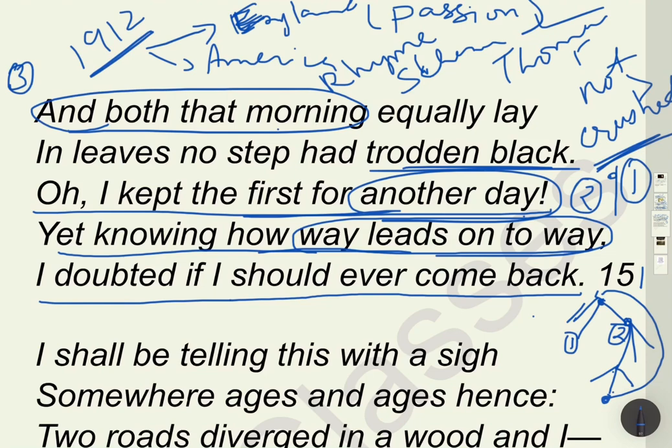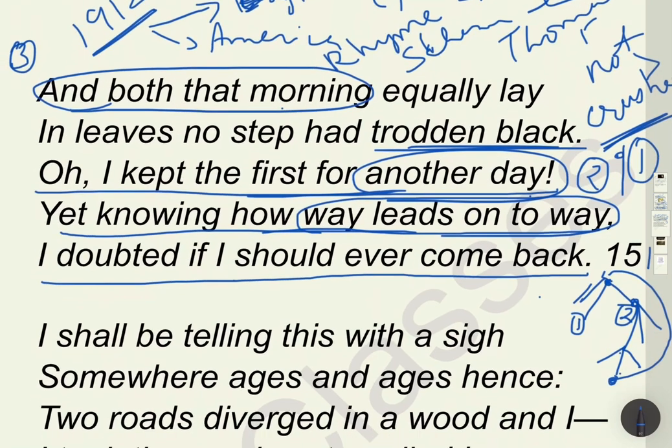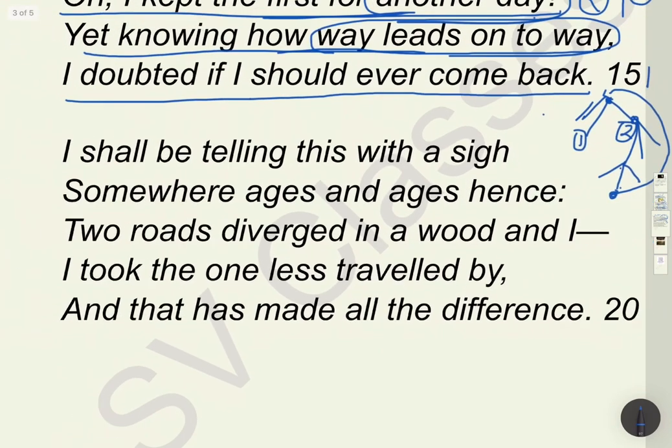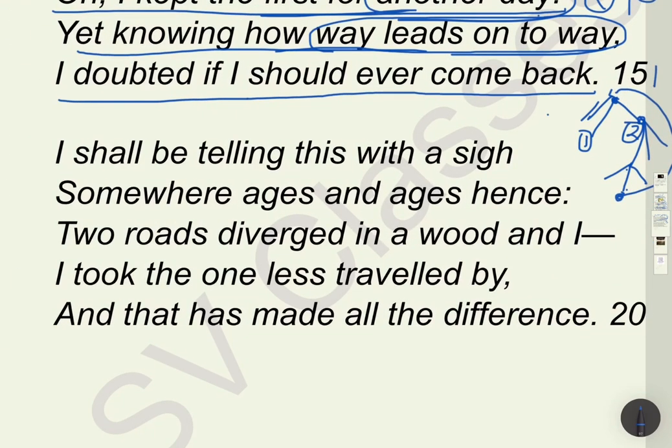Now let us read the fourth stanza. This is the last stanza of the poem. I shall be telling this with a sigh. Sigh means a deep breath of relief or regret even. So I shall be telling this with a sigh means after ages, somewhere ages and ages hence. Hence means here it is the future.